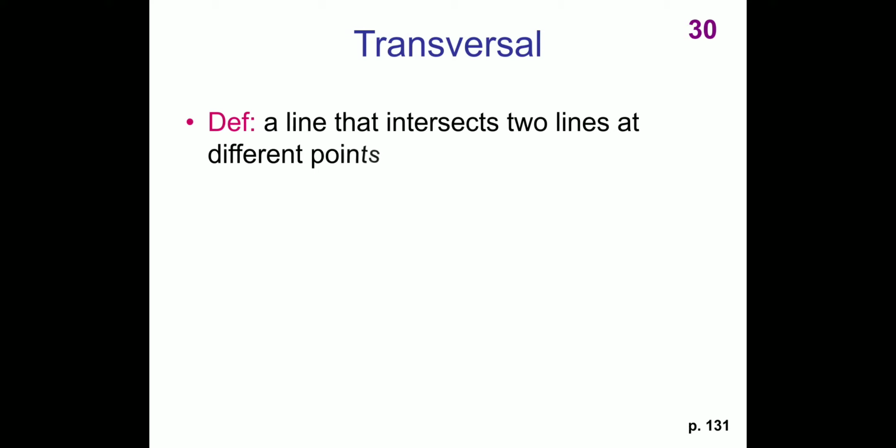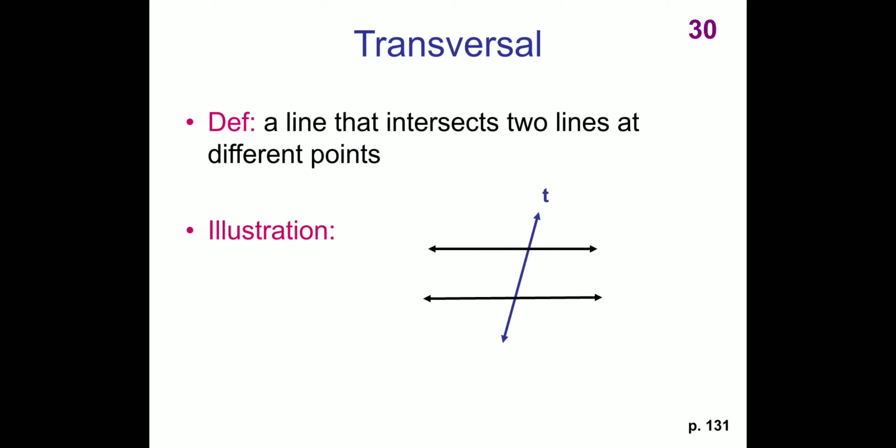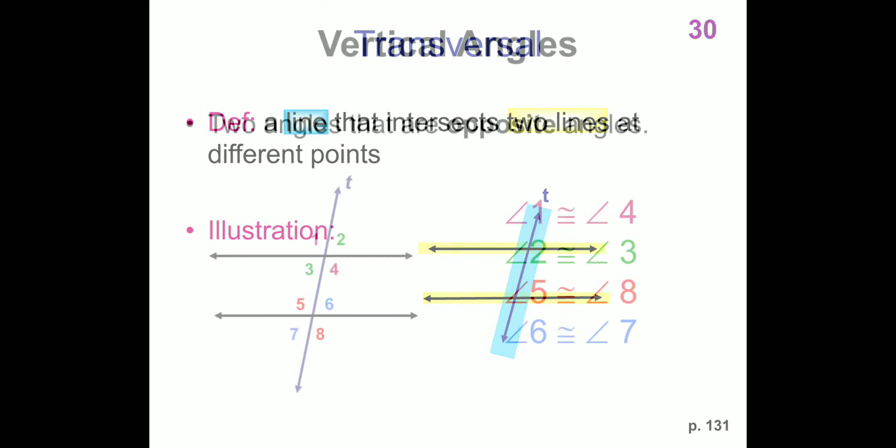Now let us read about transversal. The definition for it: a line that intersects two lines at different points. So there is one line, and there are two lines, or sometimes more than two lines, which are intersected by the first line. Here you can see this is our one line, and the two lines are these. If this kind of figure comes, it is a transversal.